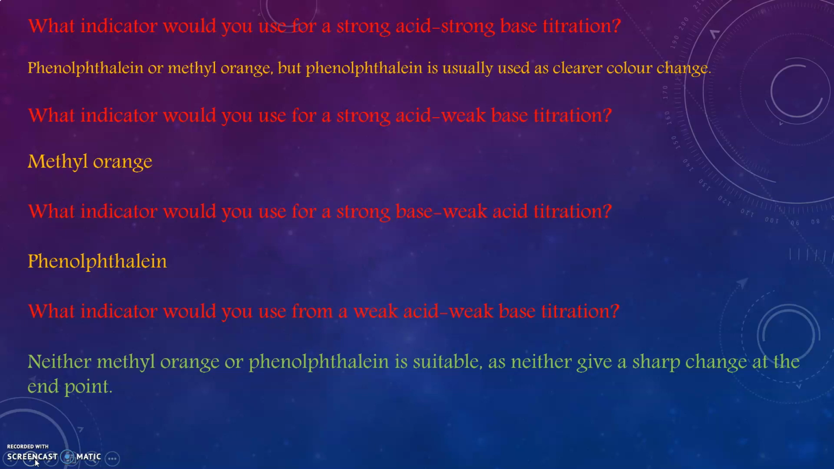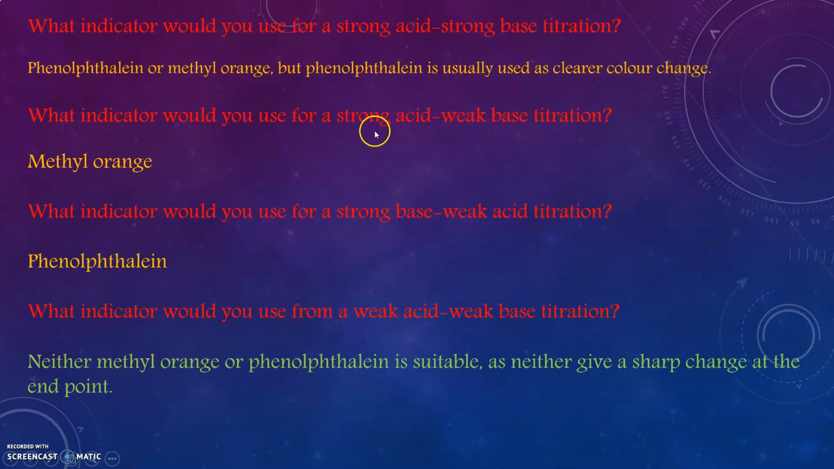Also, I need to remind you that we said for each of these titrations, we have a suitable indicator. This is to revise the suitable indicators for each of these. For example, if the titration is between strong acid and a strong base, we can use phenolphthalein or methyl orange, but it's preferred to use phenolphthalein because it has a clear color change, and this is one of the main points for the suitable titration. It has to have a clear color change using only one drop.